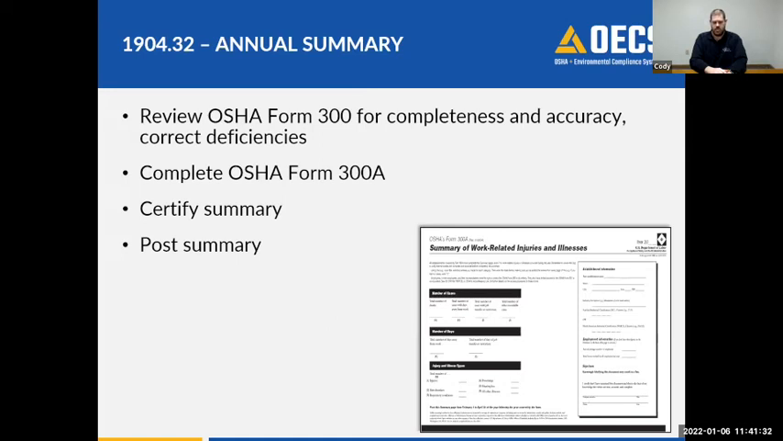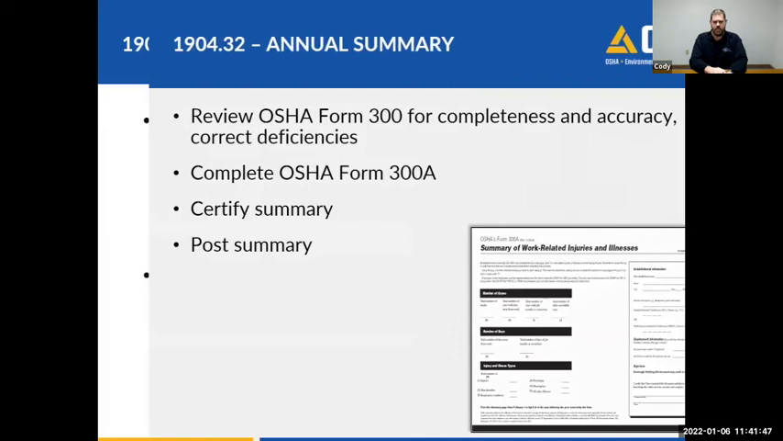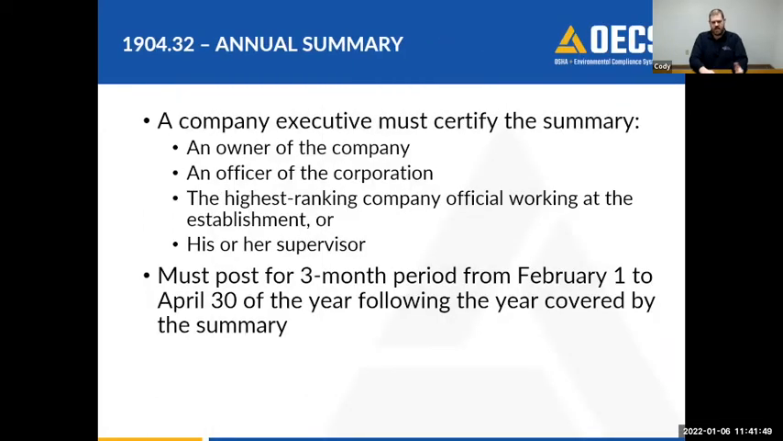Make sure that you have somebody else review it with you, just to make sure everything transferred over properly. And then you will have it certified by either an owner or somebody within the company will sign off on that. And then we will post that summary for the allotted time. So an executive that can sign off is the owner of the company, officer of the corporation, highest ranking company official working at the establishment, or his or her supervisor.